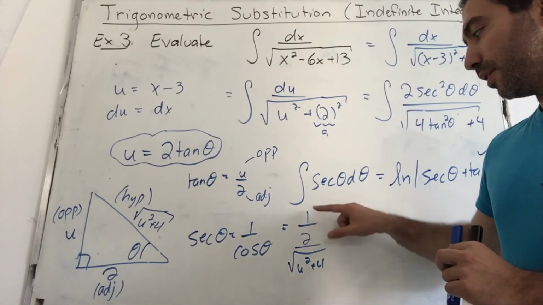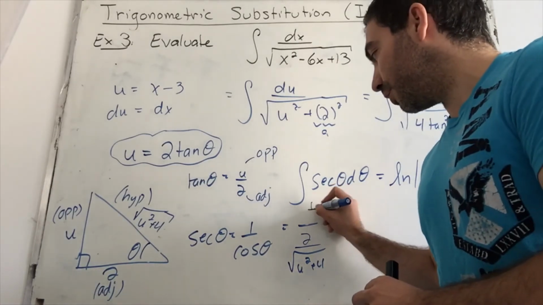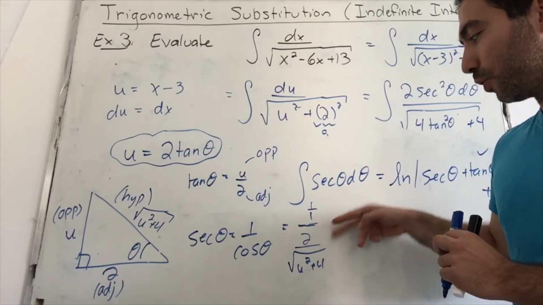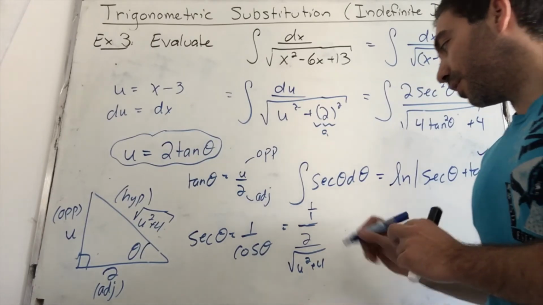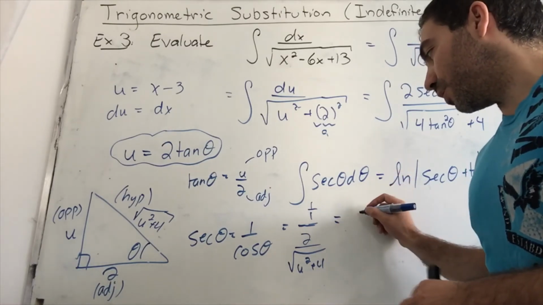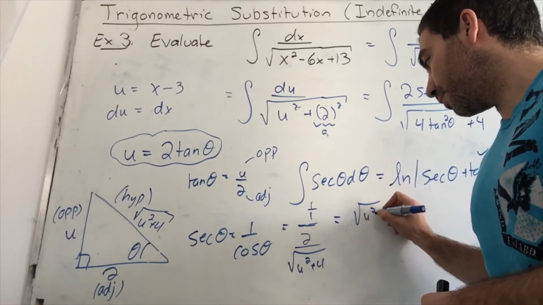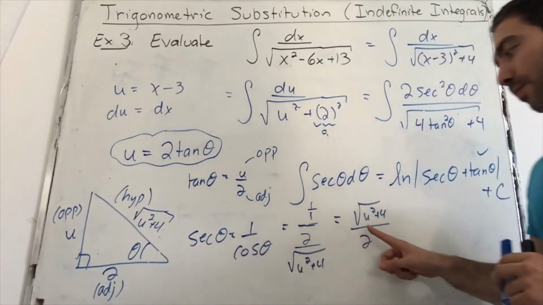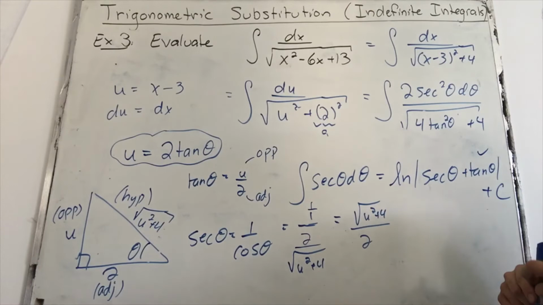And since you can think of this as a fraction divided by a fraction, so you have a fraction on top, you have a fraction on the bottom, we multiply by the reciprocal. So we're just gonna flip the second fraction. So 1 over 1, which is just 1 times square root of u squared plus 4 over 2. So secant theta is just equal to square root of u squared plus 4, all that divided by 2.